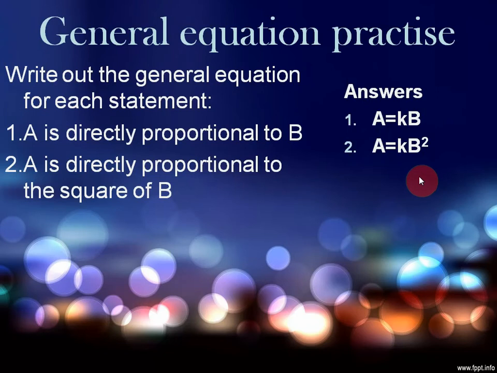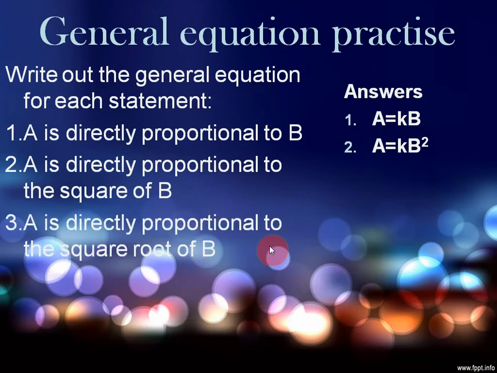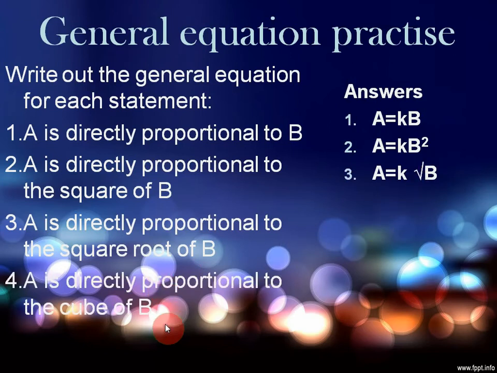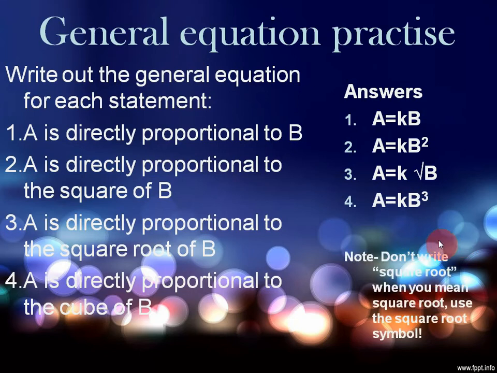So a equals k times b squared. The third one is a is directly proportional to the square root of b, so a equals k times the square root of b. The fourth one is a is directly proportional to the cube of b, which means a equals k times b cubed. Note that you should not write square root in English, just use the square root symbol.